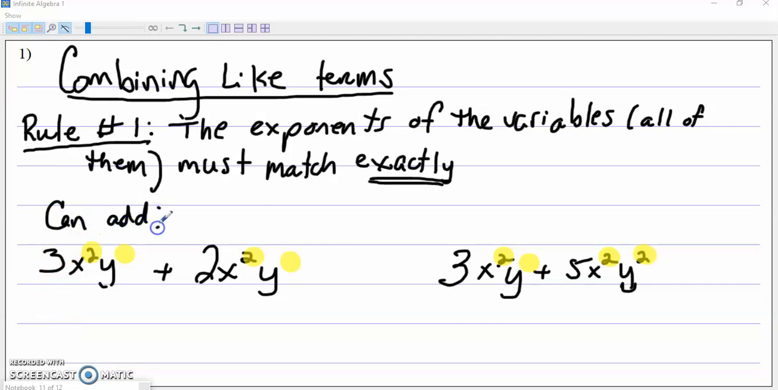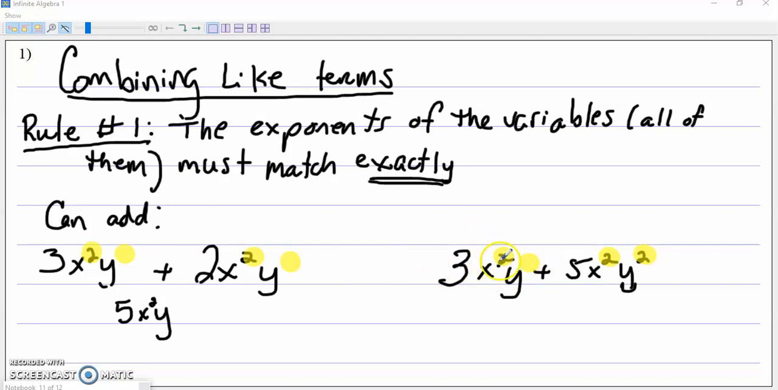The other way you can look at this is as though these are boxes, okay? This box has 2 x's and 1 y in it, and there's 3 of those boxes. This box has 2 x's and 1 y, and again, there's 2 of those boxes. So altogether, I have 5 of those boxes, 5 x squared y, sorry. So I have 5 of those boxes that have that in it. And we'll go over this again on the next slide.